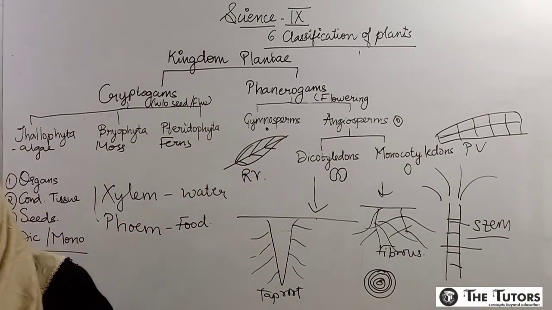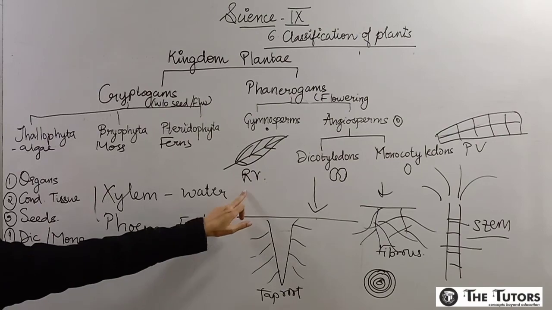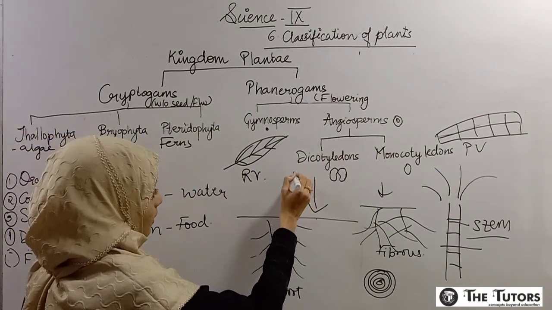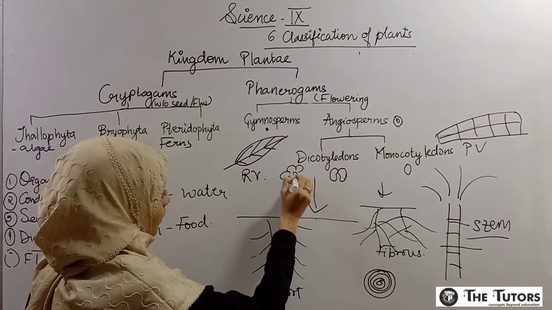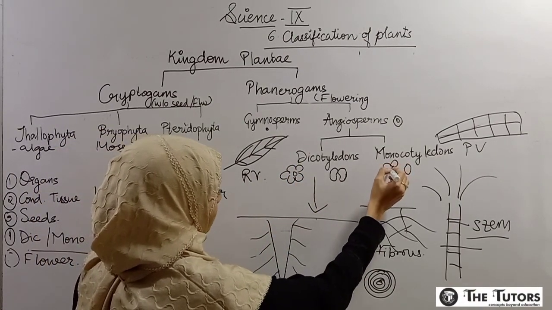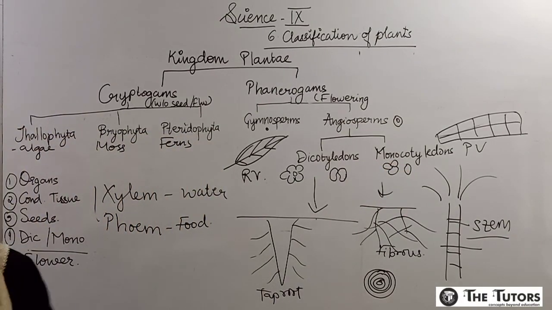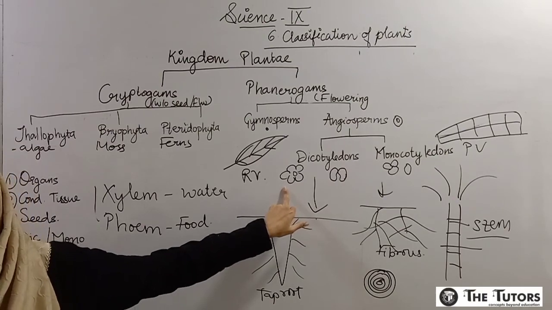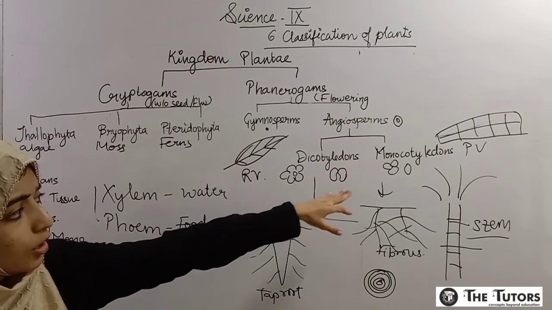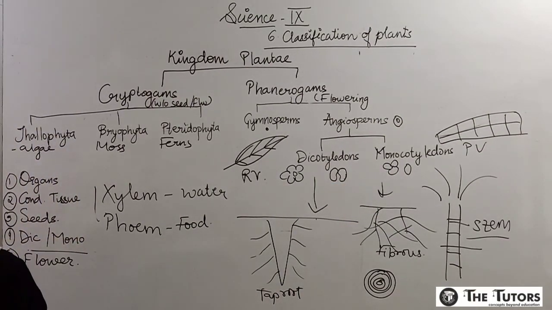Then the flowers of this have 4 to 5 petals. The flowers here will have a maximum of 3 petals. So tetra means 4, tetramerous or pentamerous means 5 petals, and monocotyledons will have only 2 to 3 petals, that is trimerous.